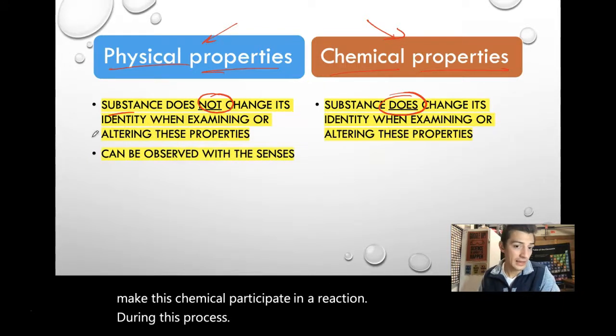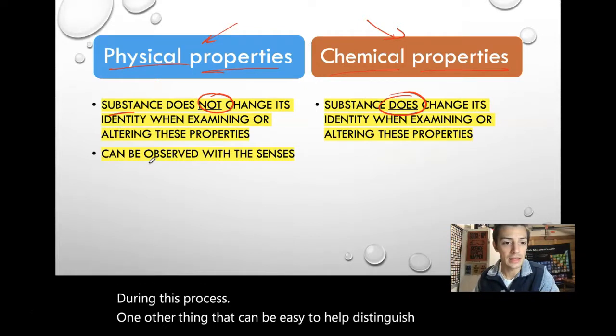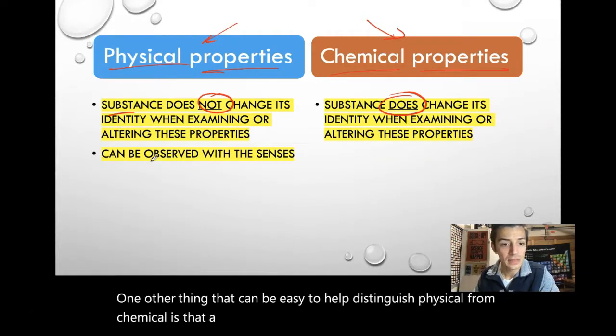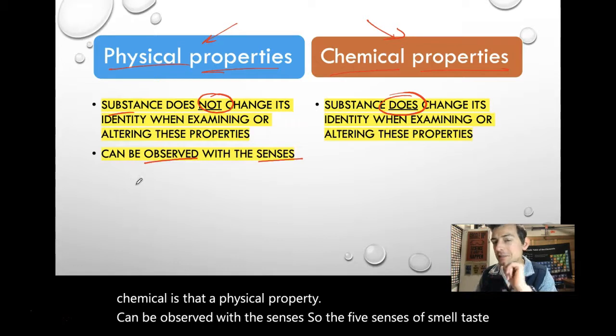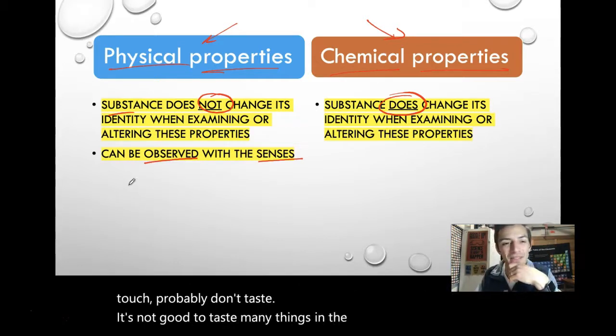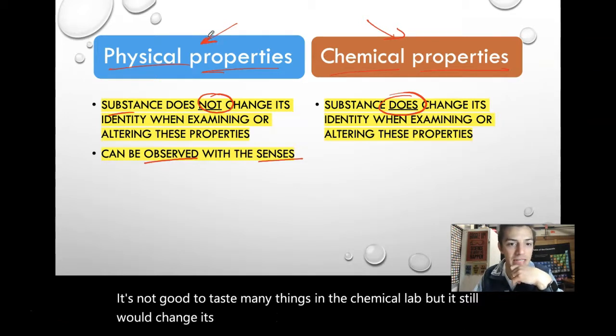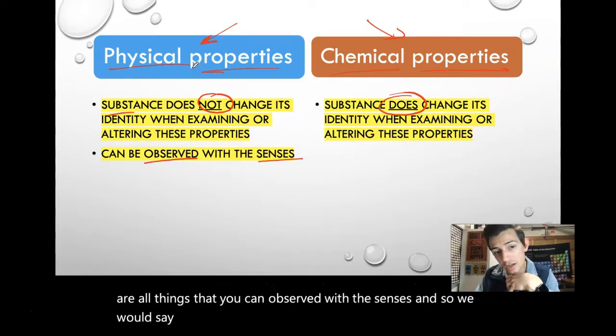One other thing that can help distinguish physical from chemical is that a physical property can be observed with the senses. So the five senses of smell, taste, touch, probably don't taste. It's not good to taste many things in the chemical lab, but it still would change its taste. But sight, smell, taste, touch, and hearing. Those are all things that you can observe with the senses. And so we would say that those are physical properties if you can observe them.